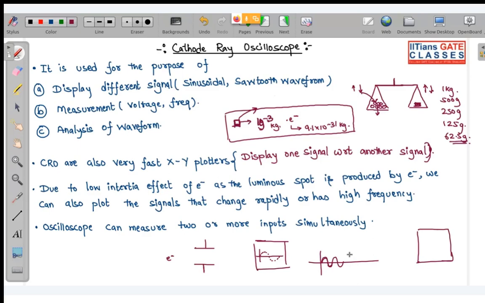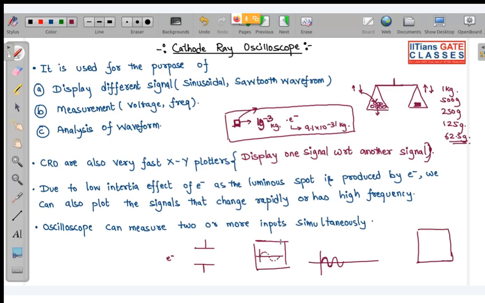Yes, sir, if there was a CRO present, it would be much easier for me to make you understand what is happening. But as we don't have a CRO with us, you have to understand it this way only. So basically, electrons hit the screen.